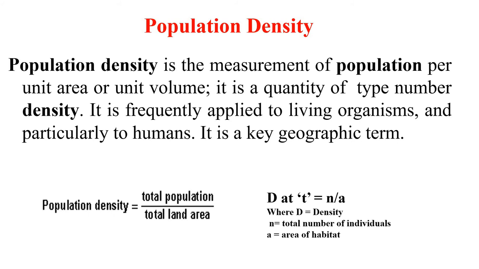Therefore, its formula is given like this. Population density is equal to total population divided by total land area. That means D is equal to N by A, where capital D is equal to density, small n means total number of individuals, and small a is nothing but area of the particular habitat.